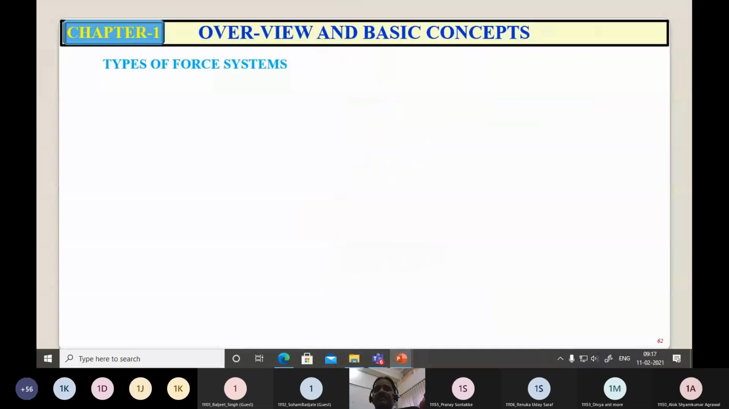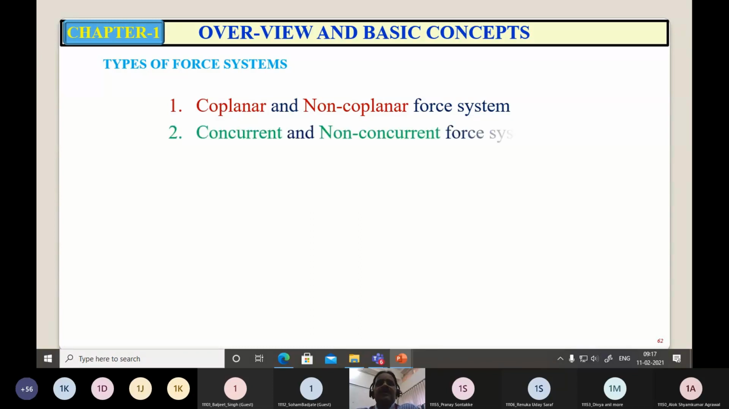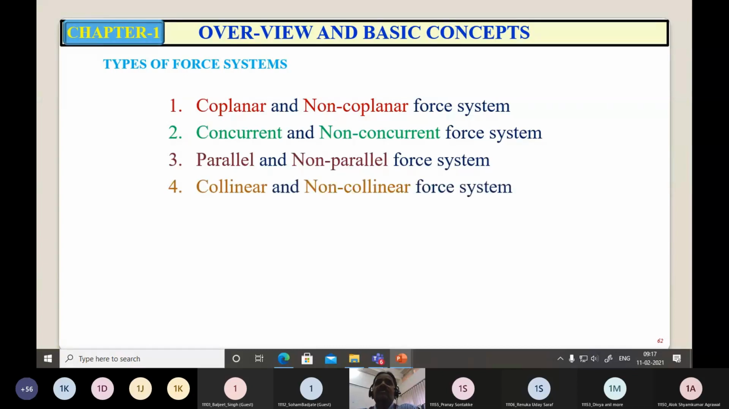Now, what are the different types of force systems? In engineering, there are basically four types of force systems: coplanar and non-coplanar, concurrent and non-concurrent, parallel and non-parallel, and collinear and non-collinear force systems. And then there is a combination of these four basic force systems, like coplanar non-concurrent, coplanar concurrent, coplanar parallel, coplanar non-parallel, and so on. That we are going to see in detail.